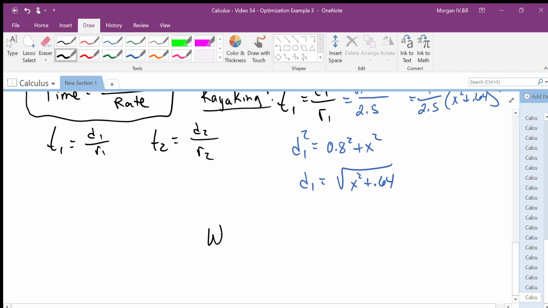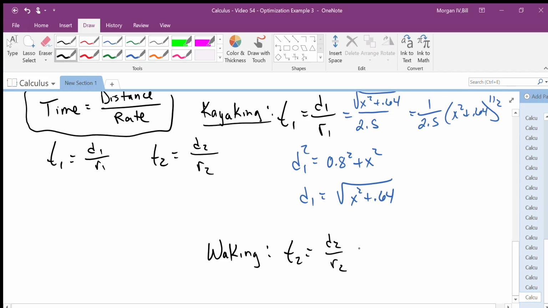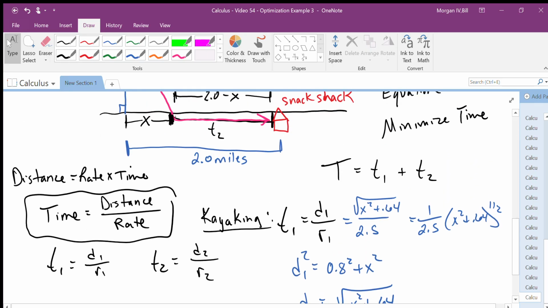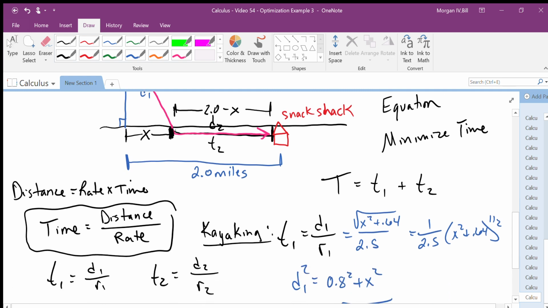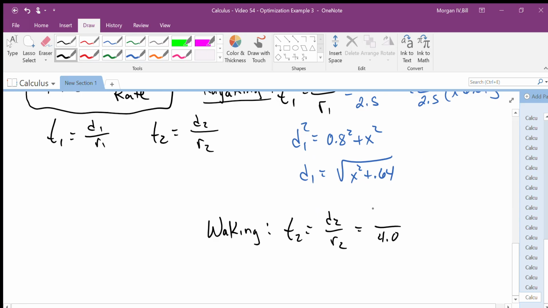So this would be walking. Time 2 will be distance 2 over rate 2. Well, rate 2 I know. You're walking at 4 miles per hour. What is distance 2? Well, distance 2 is right here. Distance 2 is the part walking. That is the 2.0 minus whatever the x value was back here. So distance 2 is simply 2.0 minus x.